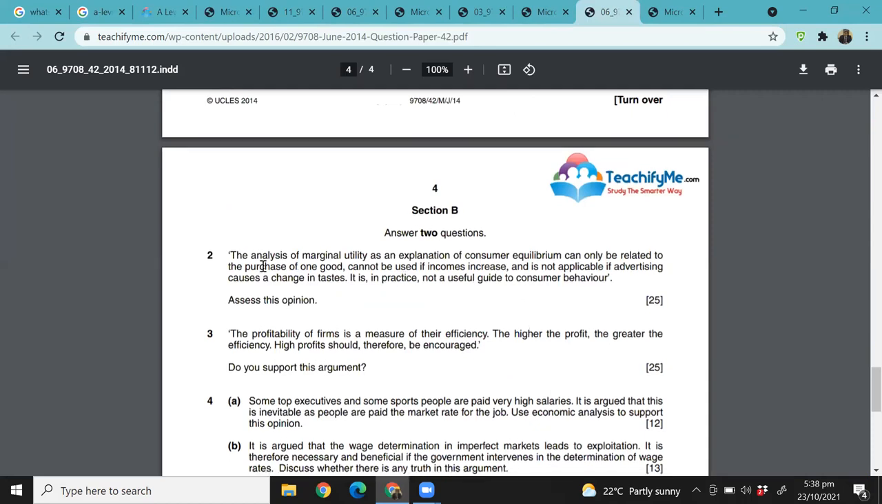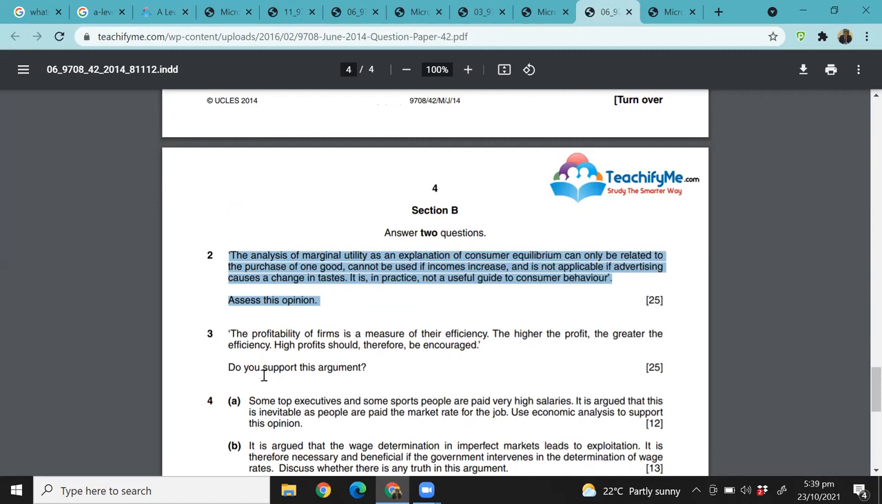Okay, now the question here said: the analysis of marginal utility as an explanation of consumer behavior can only be related to the purchase of one good, cannot be used if incomes increase, and is not applicable if advertising causes a change in tastes. It is in practice not a useful guide to consumer.